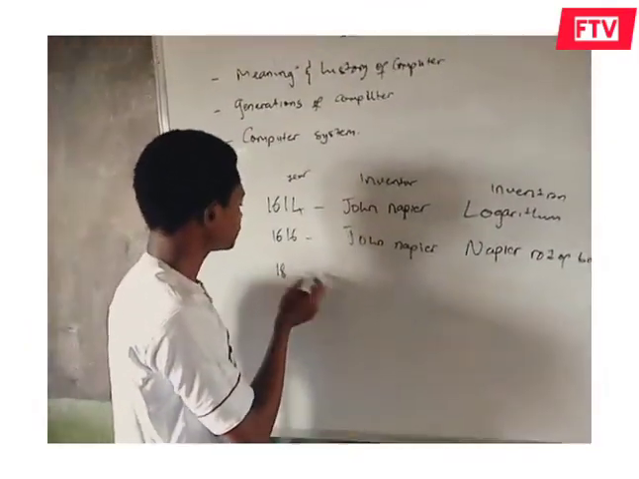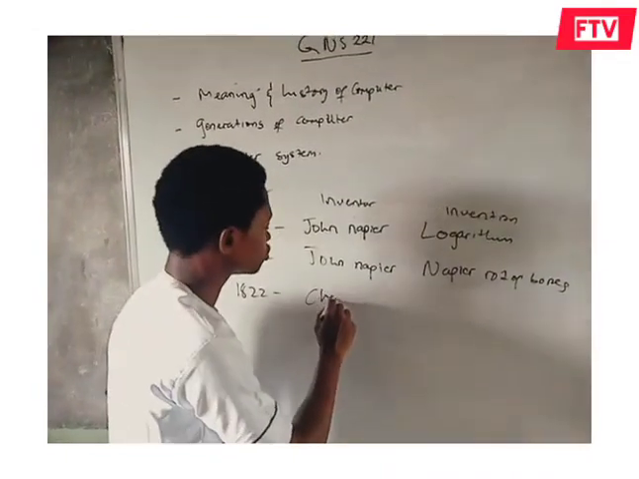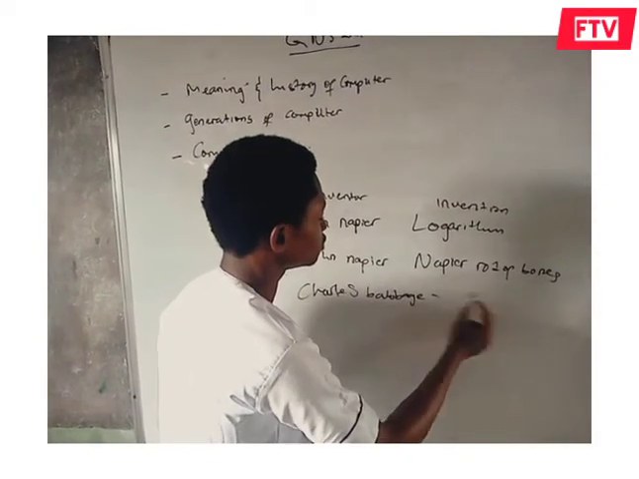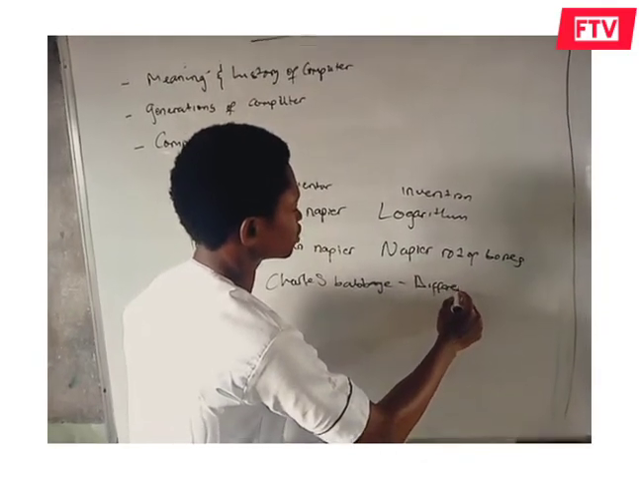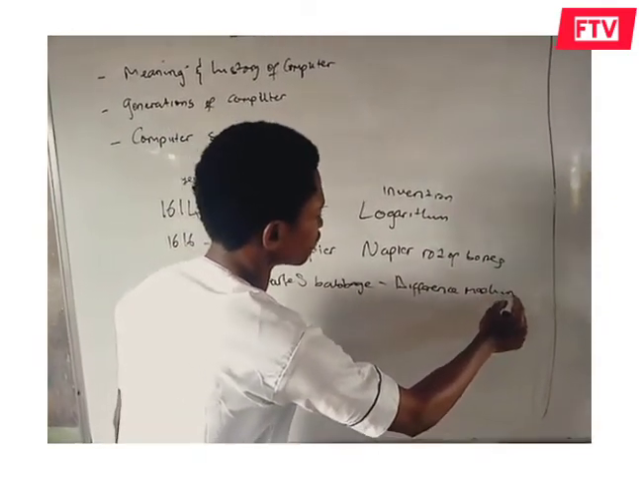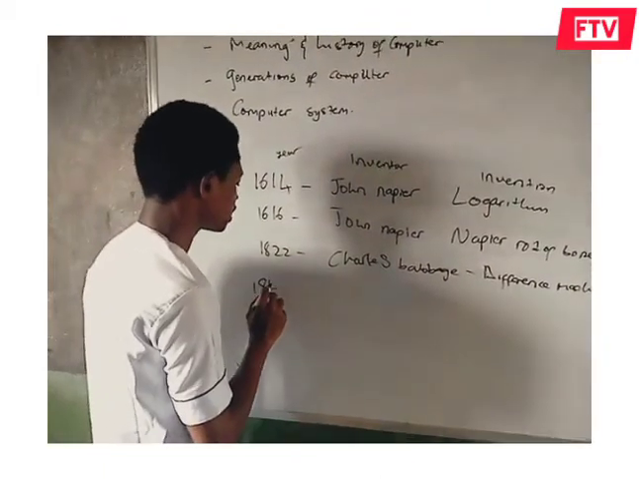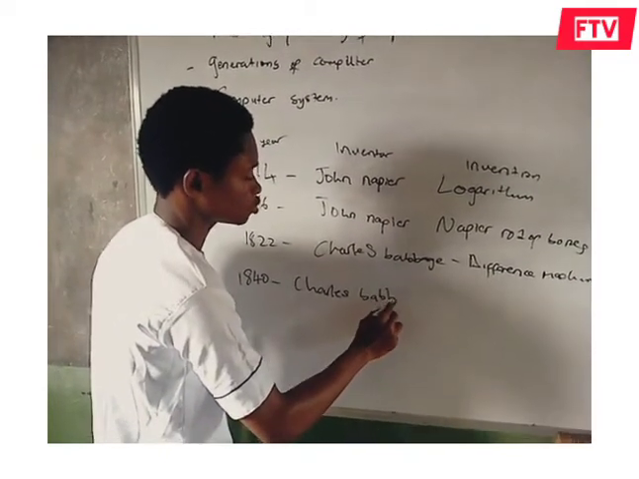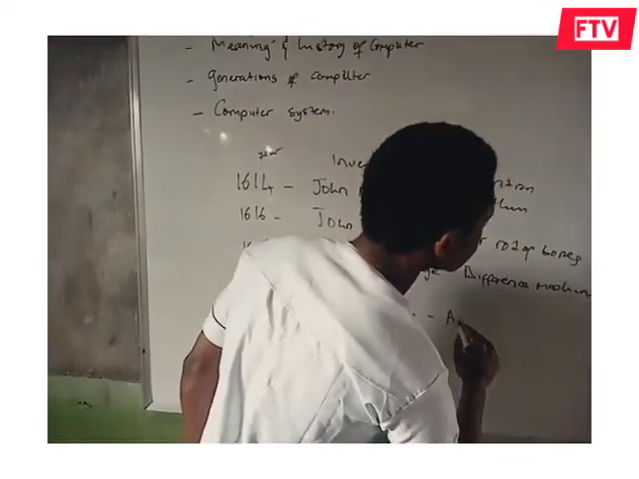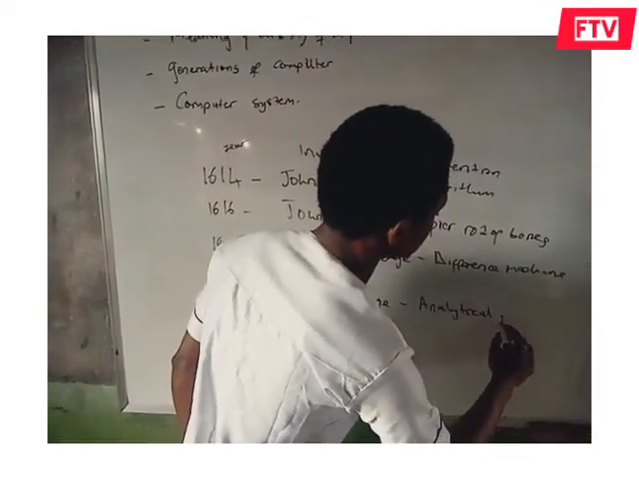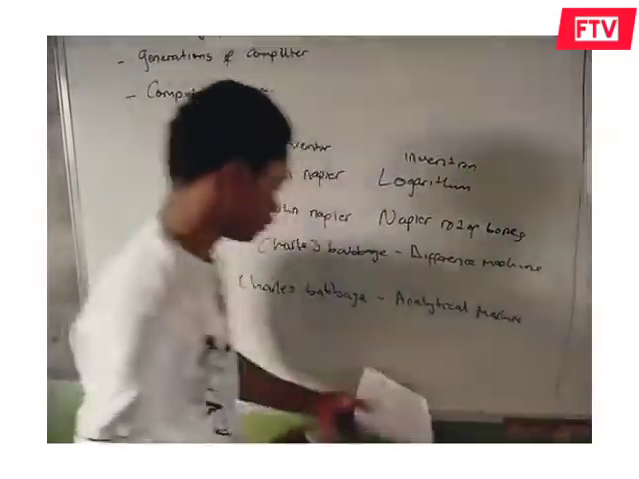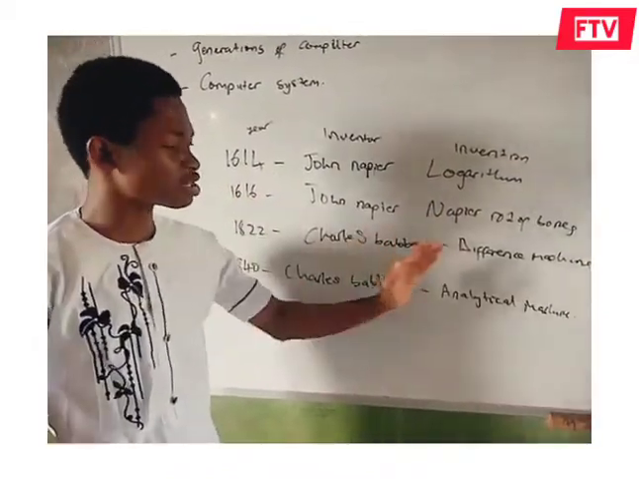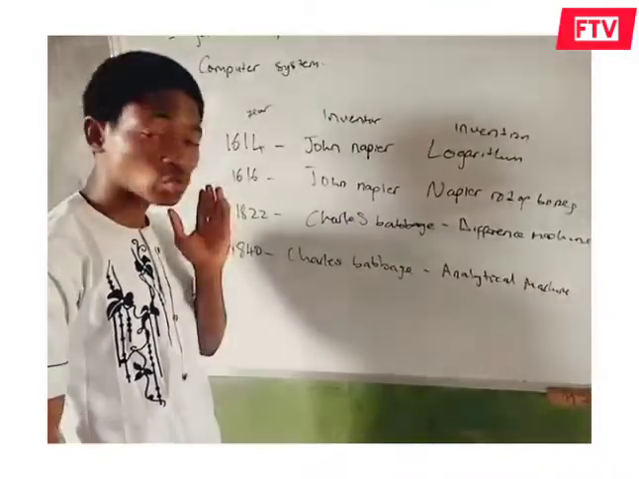We have in 1822 Charles Babbage. This man is very special when it comes to the history of computer. Charles Babbage created the difference machine. This same Charles Babbage created the first form of computer, which we know as the analytical machine. So we stop here for just these major inventions. You just need to know the years, the inventors and the inventions of each thing listed here, so that when it comes out in the test or exam, you will be able to answer.